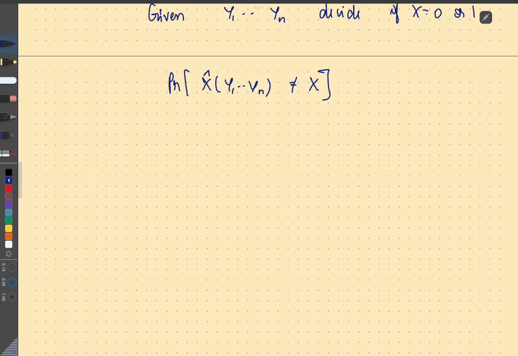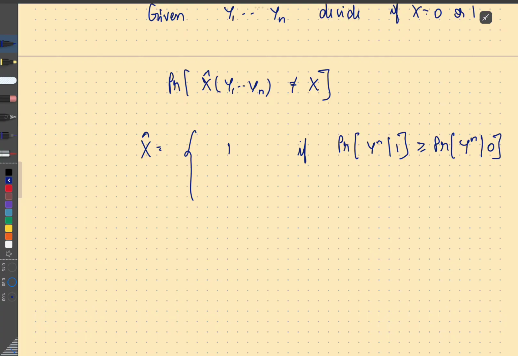We'll decide, so X hat, we'll take this to be equal to 1 if the probability of observing Y^n under hypothesis 1, basically under distribution P1, is greater than or equal to the probability that we observe the sequence Y^n under distribution P0. Alright, and it's equal to 0 otherwise.